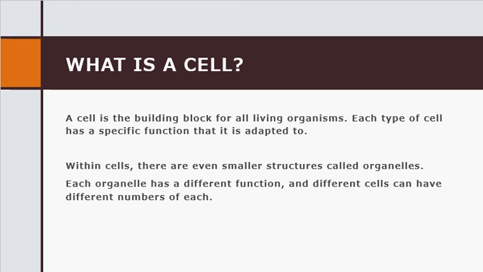So, what is a cell? A cell is a building block for all living organisms. In the human body, you will find around 200 different types of cell, each slightly different in order to carry out a unique function. This is known as adaptation.